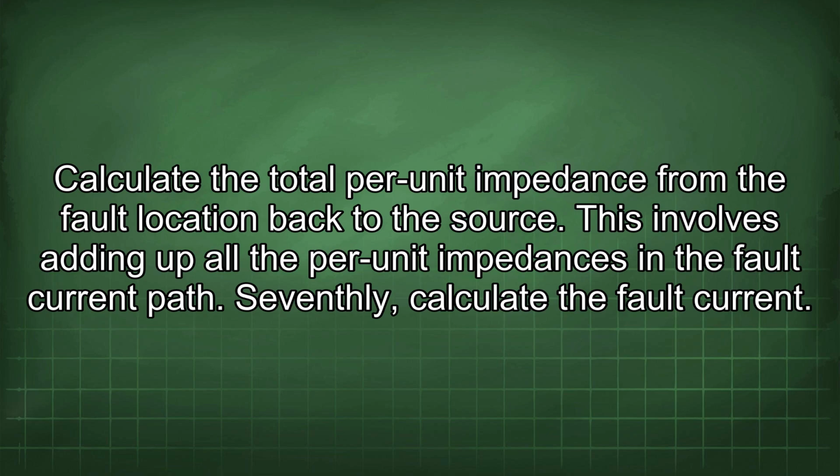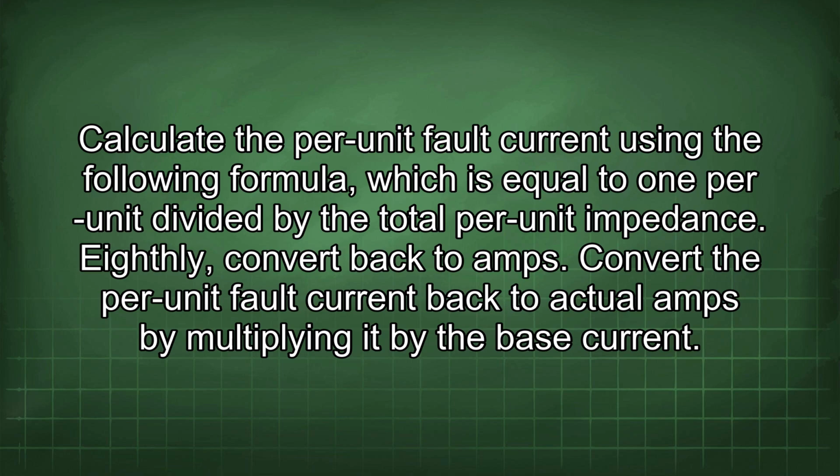Sixthly, calculate the total impedance. Calculate the total per unit impedance from the fault location back to the source. This involves adding up all the per unit impedances in the fault current path. Seventhly, calculate the fault current. Calculate the per unit fault current using the following formula, which is equal to 1 per unit divided by the total per unit impedance.